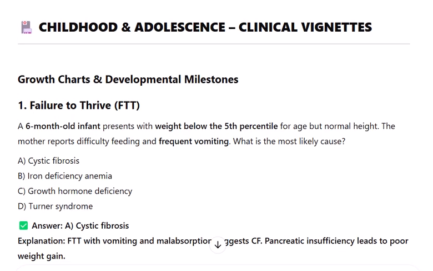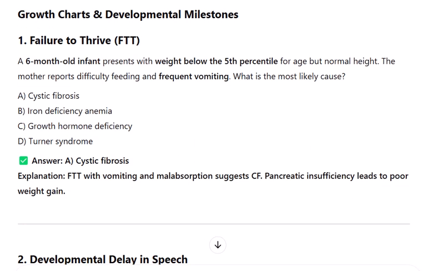The mother reports difficulty feeding and frequent vomiting. What is the most likely cause? A. Cystic fibrosis. B. Iron deficiency anemia. C. Growth hormone deficiency. D. Turner syndrome. Answer A. Cystic fibrosis. Explanation: FTT with vomiting and malabsorption suggests CF. Pancreatic insufficiency leads to poor weight gain.